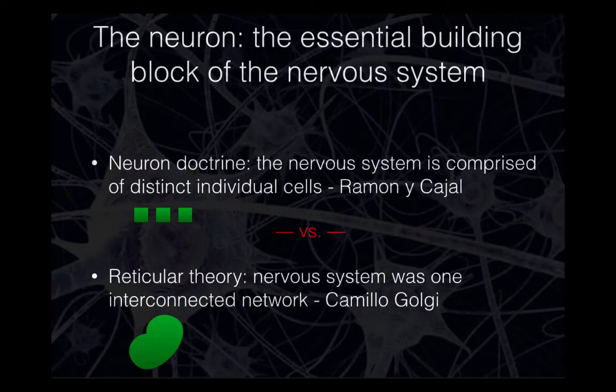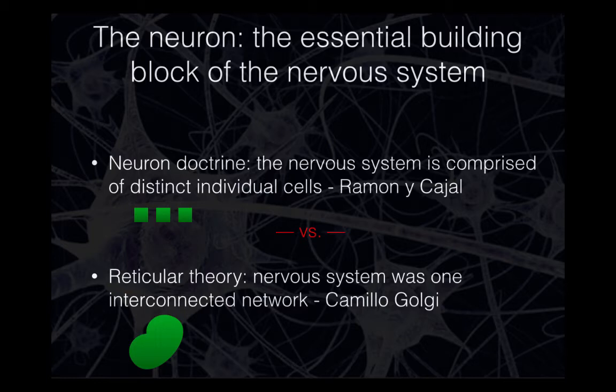Well, no matter what level of analysis a neuroscientist is studying at, all neuroscientists must be very familiar with the neuron. The neuron is the essential building block of the nervous system. It's the Lego that makes everything work. Now, this was not always thought to be the case.